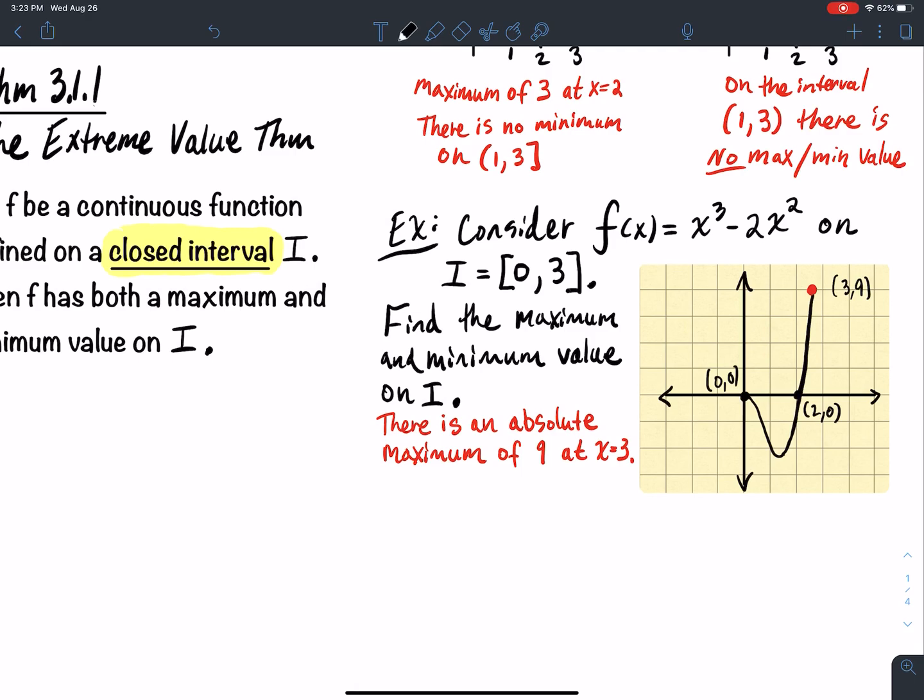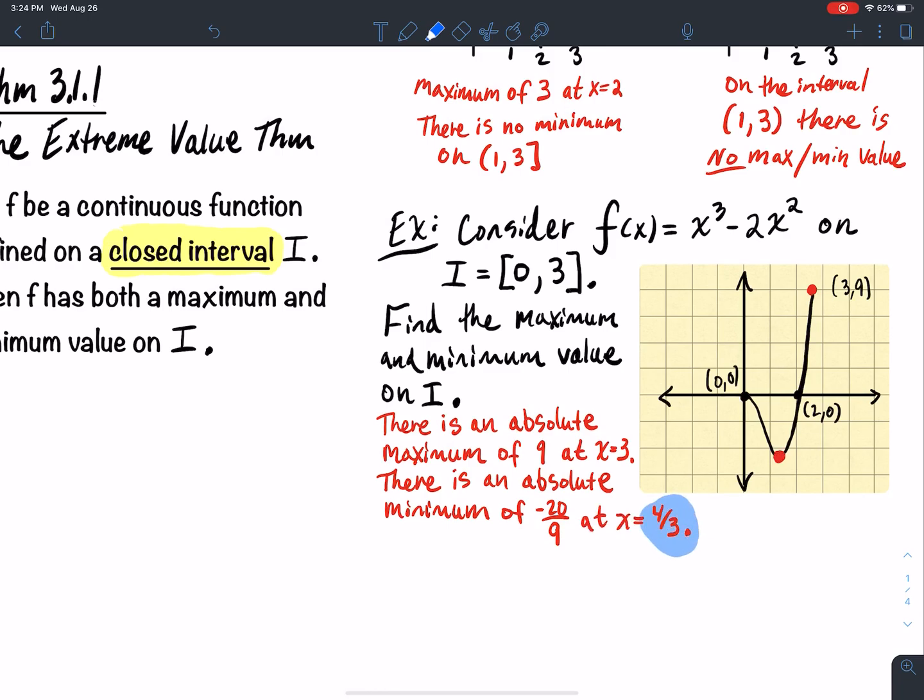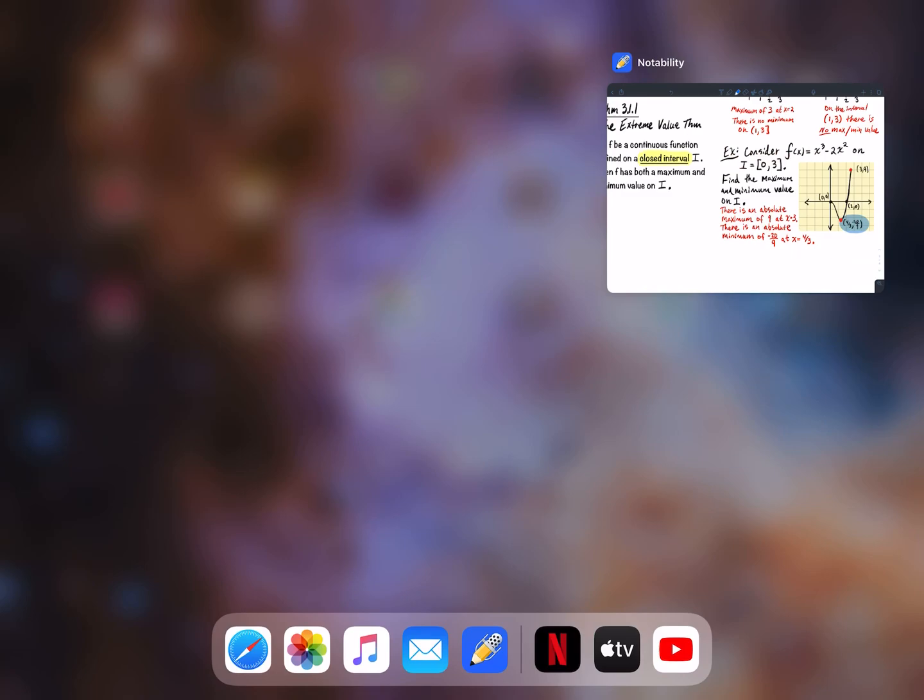Now, same thing for the minimum value. The minimum value looks like the smallest part of the curve is right there. If you think about the curve, it's only defined for these values. So that's going to be negative 20 over 9 at what x value? Right now, we don't have a way of figuring that out except through a calculator. In a later section in this chapter, we're going to figure out how to find this x value, x equal to 4/3. For now, we're just graphing it and using our graphing calculator. It's pretty easy to find maxes and mins, so I can show you how to do that real quick.